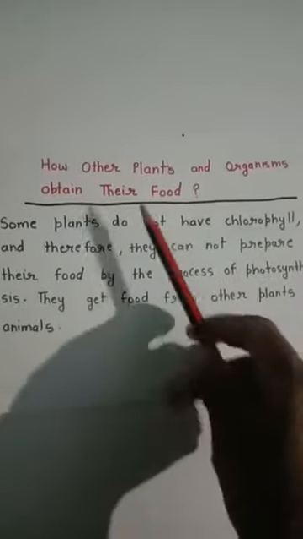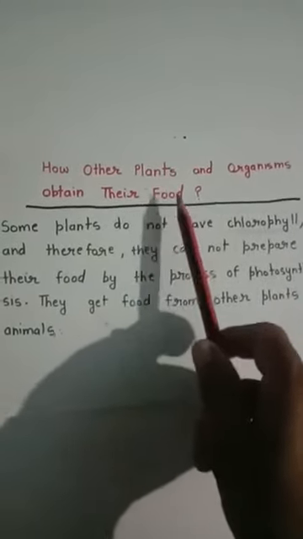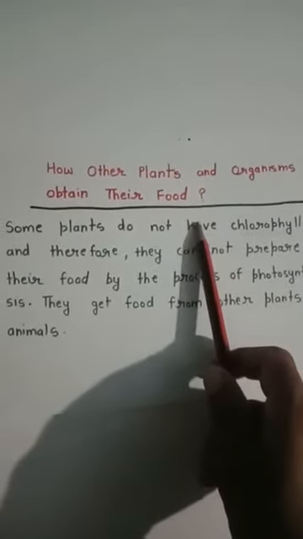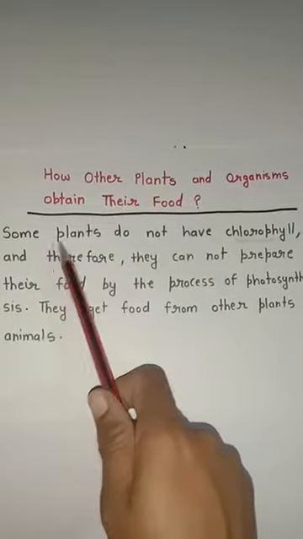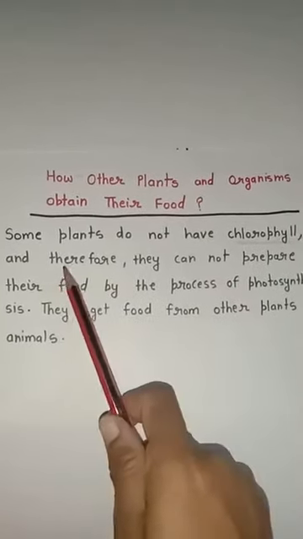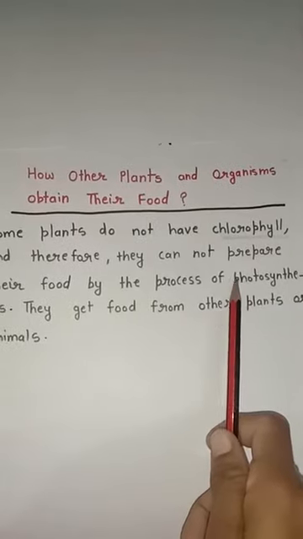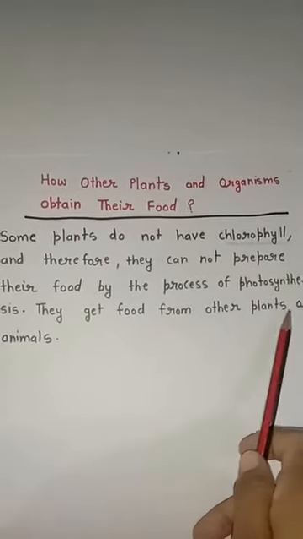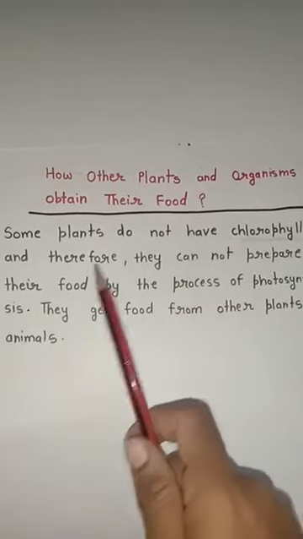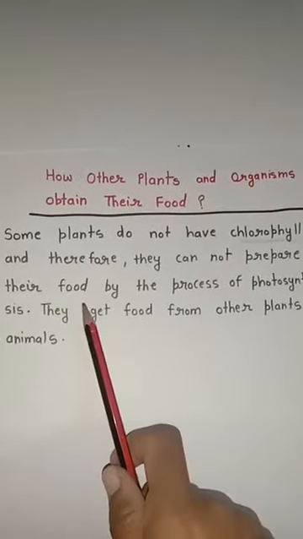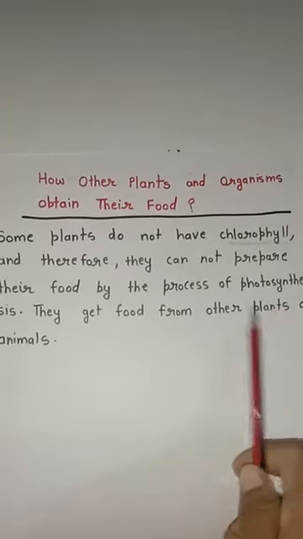Here, we have to discuss how other plants and organisms obtain their food: how we get food, how plants get food, how animals get food. Let's start. Some plants do not have chlorophyll, and therefore they cannot prepare their food by the process of photosynthesis. They get food from other plants or animals.